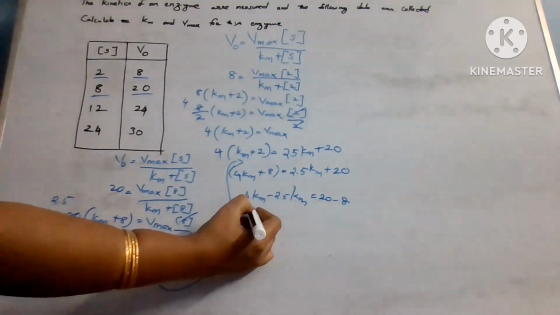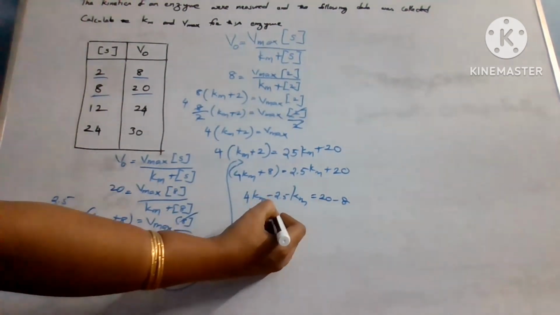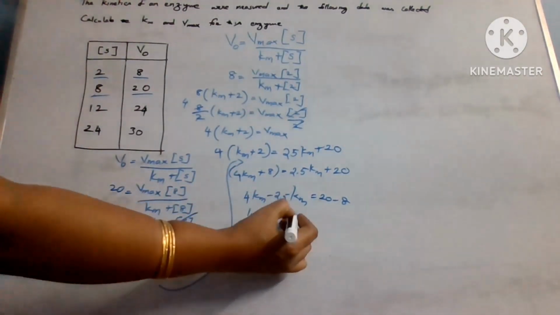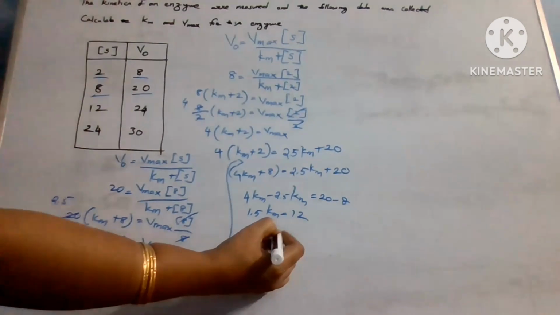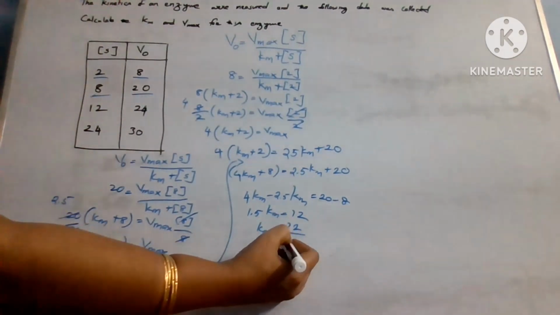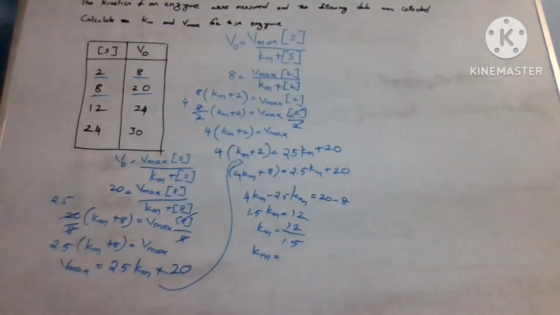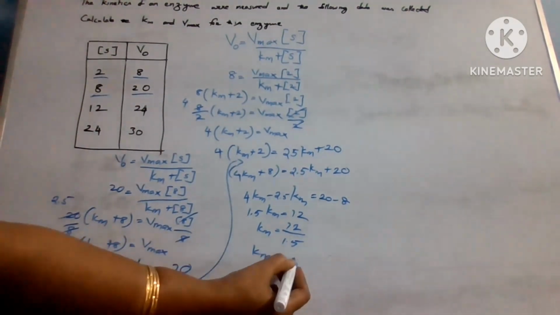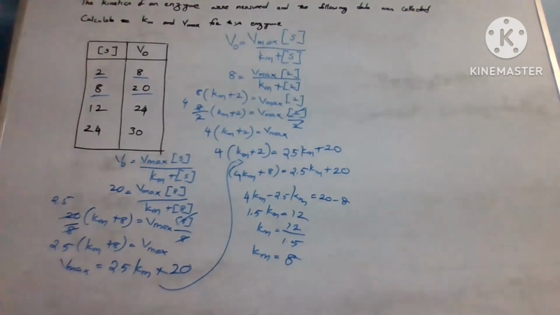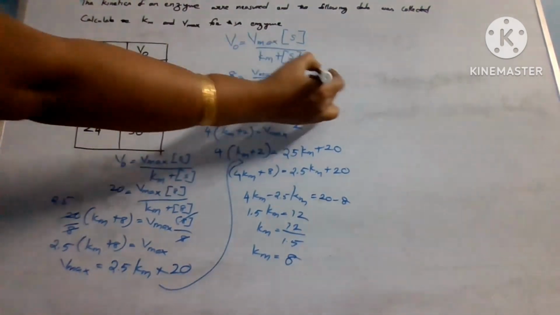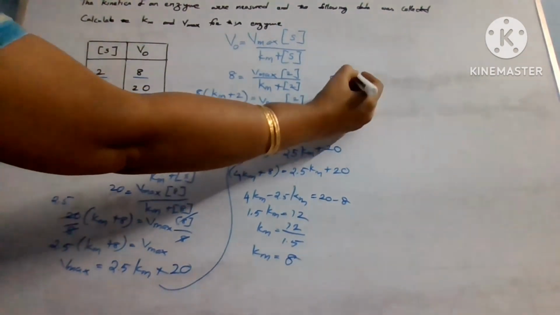Okay, 4 minus 2.5 will be 1.5 Km is equal to 12. Km is equal to 12 by 1.5. So the Km value is 8. So using this particular equation, we were able to find that Km is 8. It means at this particular substrate concentration, half of the enzyme will be fully saturated with the substrate molecules.